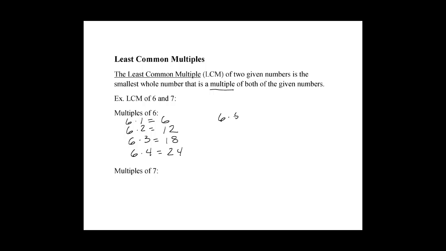6 multiplied by 5 is 30. 6 multiplied by 6 equals 36. 6 multiplied by 7 is 42. 6 multiplied by 8 is 48.